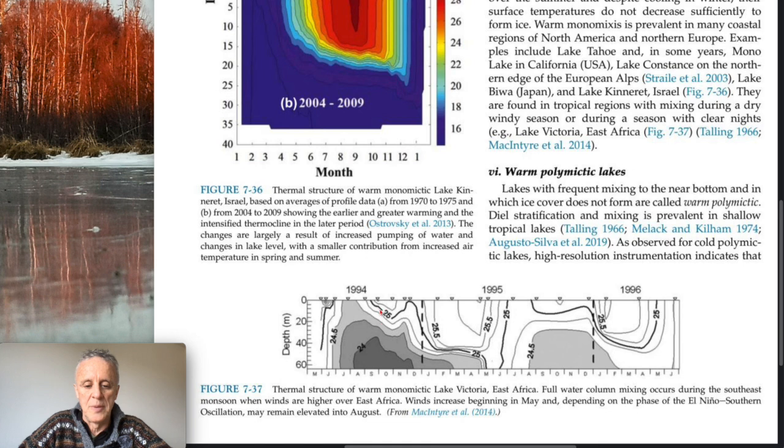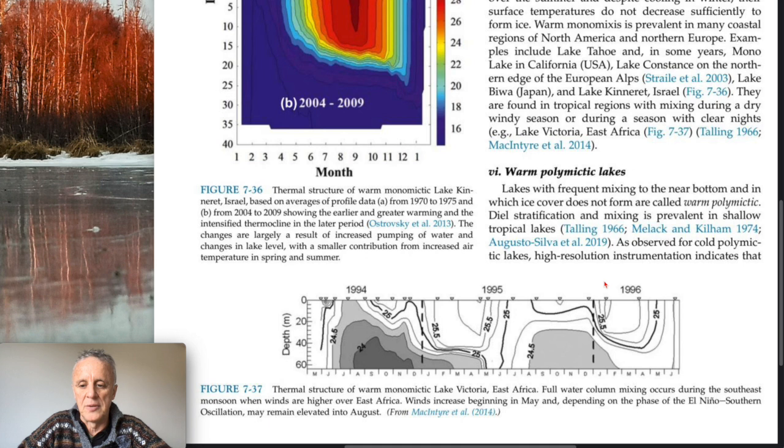Which seems to be about the case here. We have a thermocline that has developed in this area here in the September, October, November time period. And then that's probably about it for this warm monomictic lake. Why don't we look now at the warm polymictic lakes?